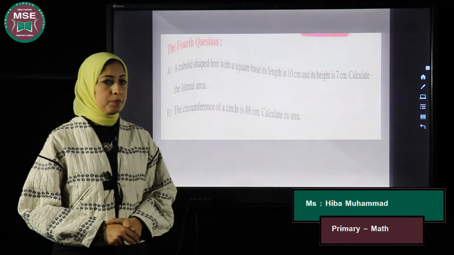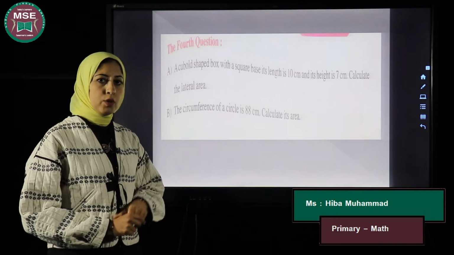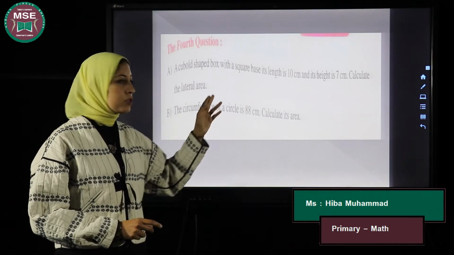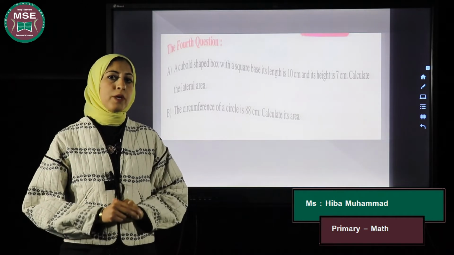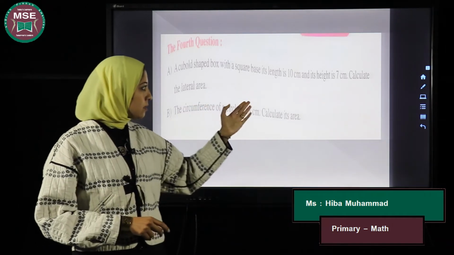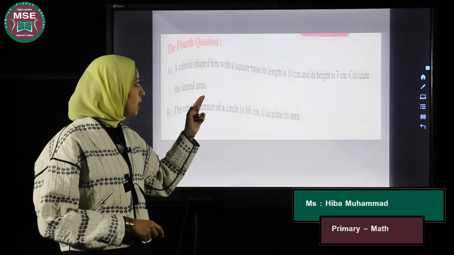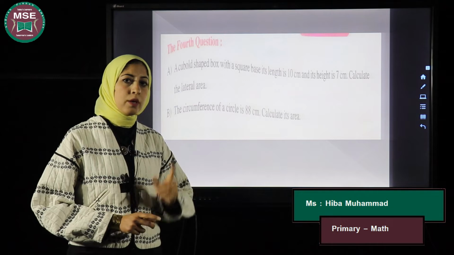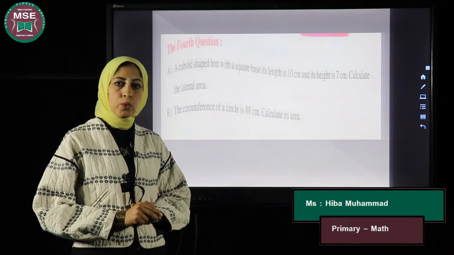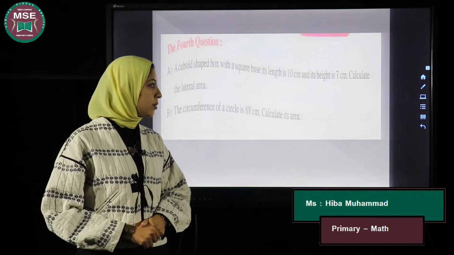The fourth question. A cuboid shaped box. A cuboid. You have to read what is the shape first. A cuboid shaped box with a square base. The cuboid has 2 bases. It's a rectangle or a square base. Its length is 10 centimeter and its height is 7 centimeter. It is a square base, so it has one dimension only. It has side length because its base is like a square, and the square has 4 equal sides. And the height is 7 centimeter.